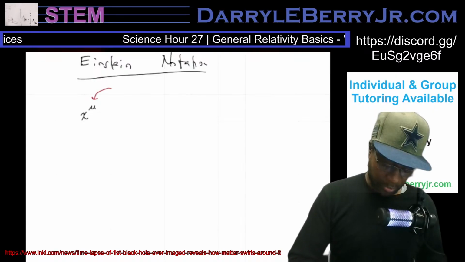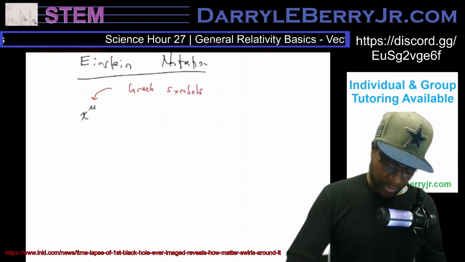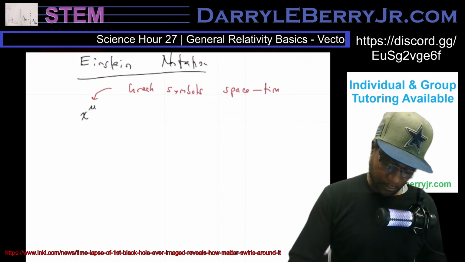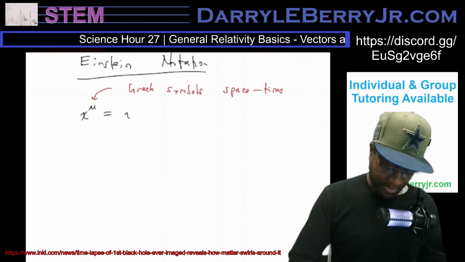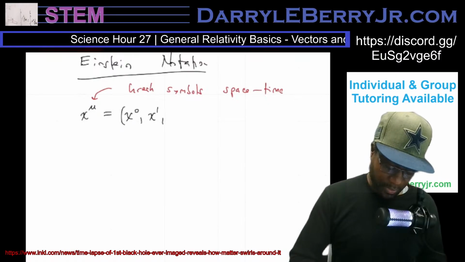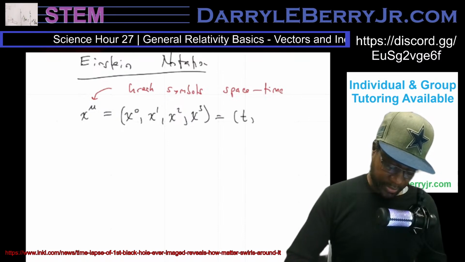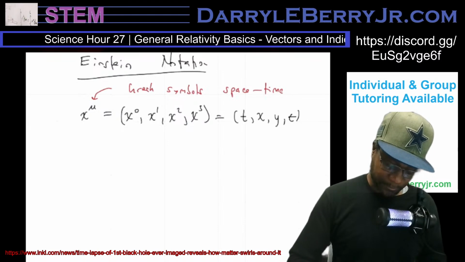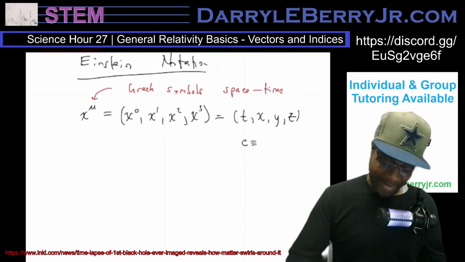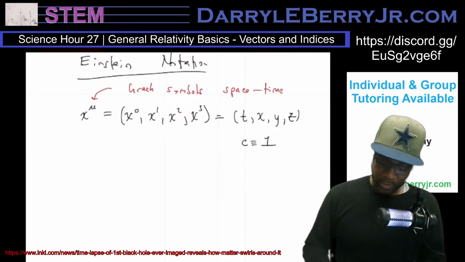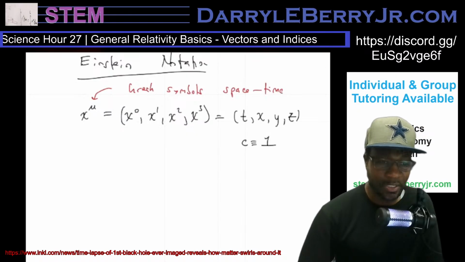When you see this notation, Greek symbols are usually space-time, which means that this symbol here actually means X0, X1, X2, X3, which is really T, X, Y, Z, with the convention that time is by itself because c is defined to be one.